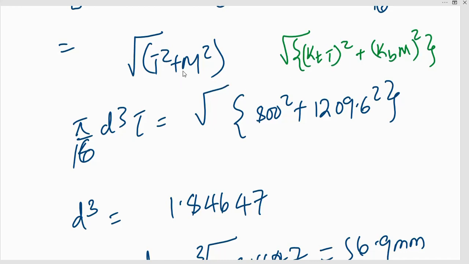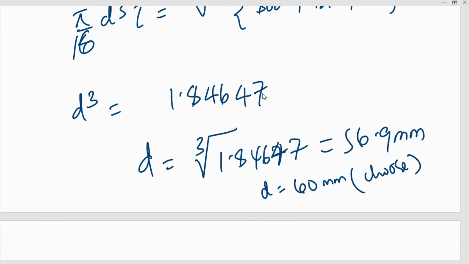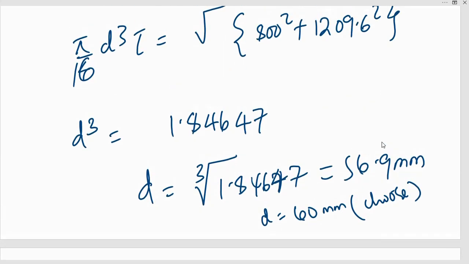them to be 1 and substitute them in our equation of equivalent twisting moment, which is now going to be the square root of T squared plus M squared, which is also equal to pi out of 16 times d to power 3 times tau. And this, if I equate the two, I will have d cubed equal to 1.84647, and taking the cube root of this value, I will have 56.9 millimeter. So if I'm given several values of diameter to choose from, I'll go to the one which is close to 56.9 millimeter, and this is going to be 60 millimeter. So it's the one I have chosen.